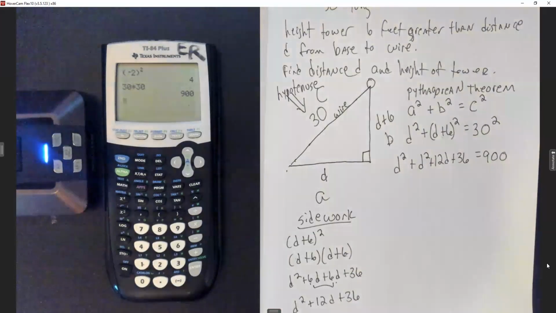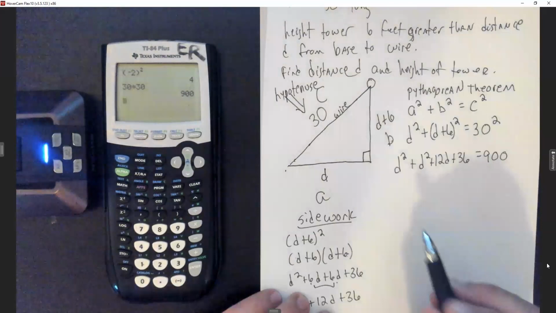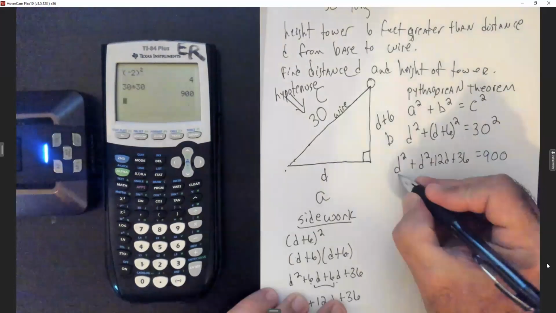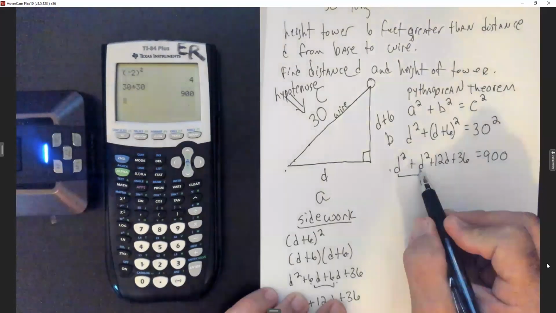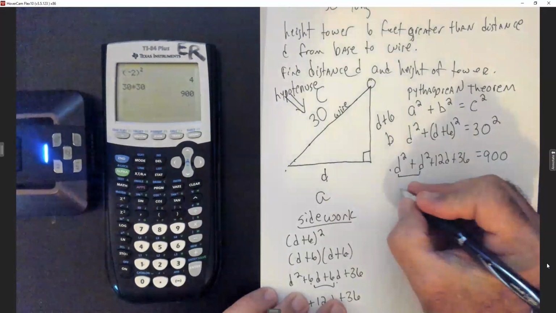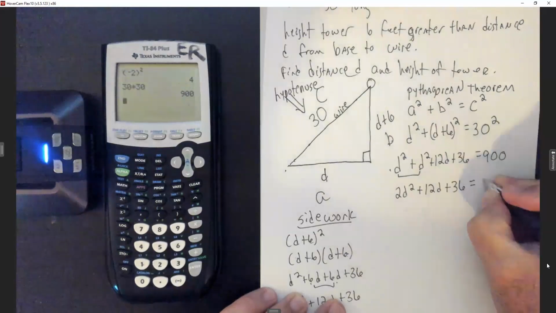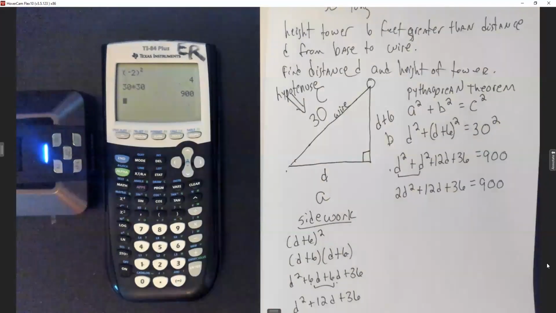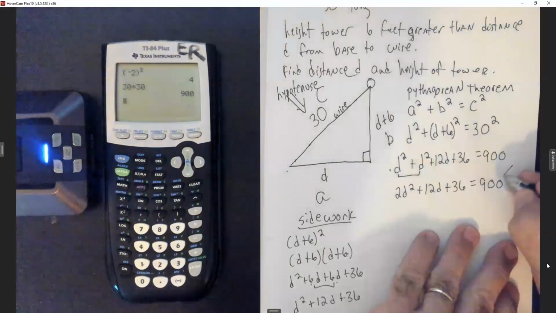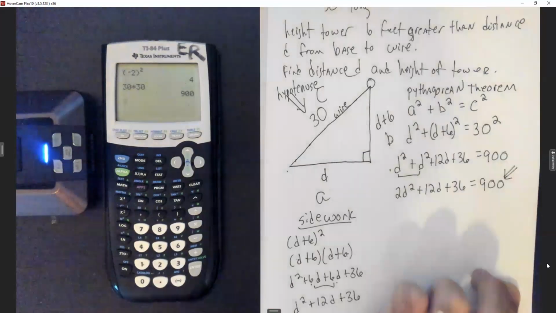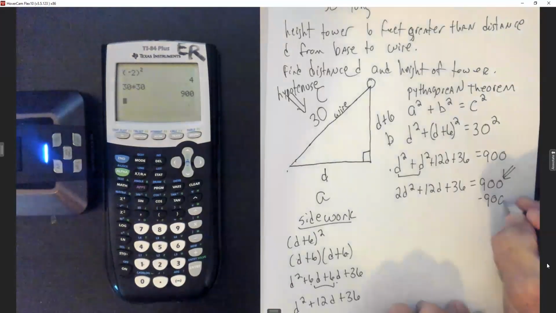Alrighty, so it looks like it's going to be quadratic because I got these squared terms in here. So those are like terms. So 1D squared plus 1D squared gives me 2D squared plus 12D plus 36 equals 900. Now, I cannot factor this yet or use the quadratic formula because that 900 over there needs to be a 0. So to make that side a 0, I'm going to subtract my 900 from both sides.